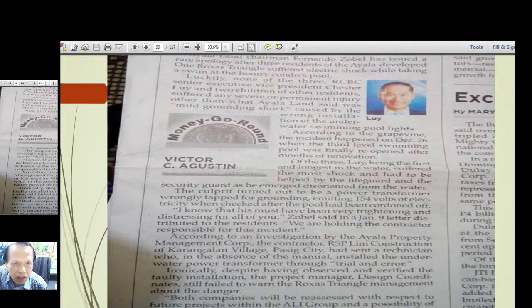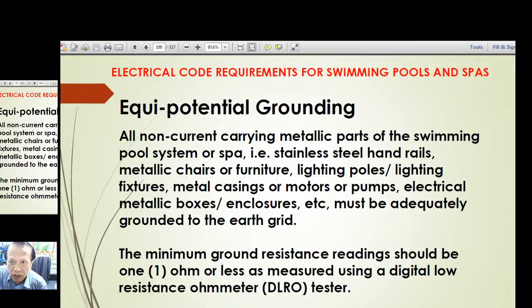And here is another grab from a newspaper news several years ago, which I was able to take note of. There was this building in Makati where people bathing were electrocuted. You can read the details in this news item by Victor Agustin. So therefore, we must be very careful in installing the electrical system of swimming pools.